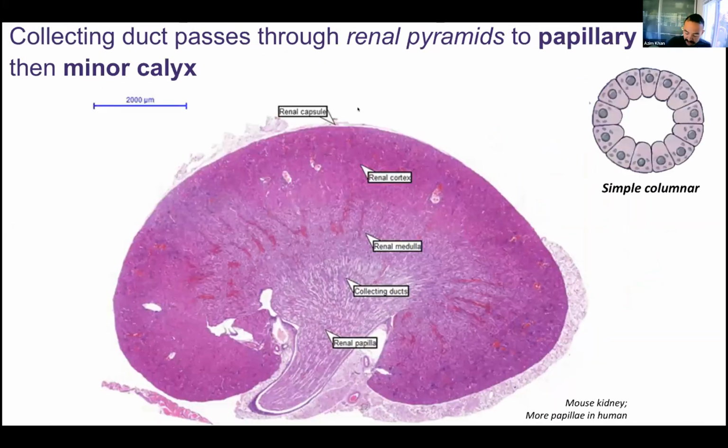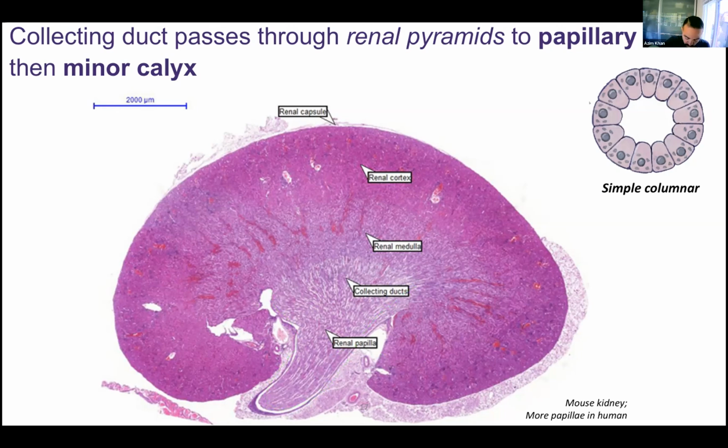You can see all this here in this mouse kidney. So this is not the same as a human. We only see one renal papilla here. There'd be several in a human. But what's nice about this is that we can see it all in one picture with histology.